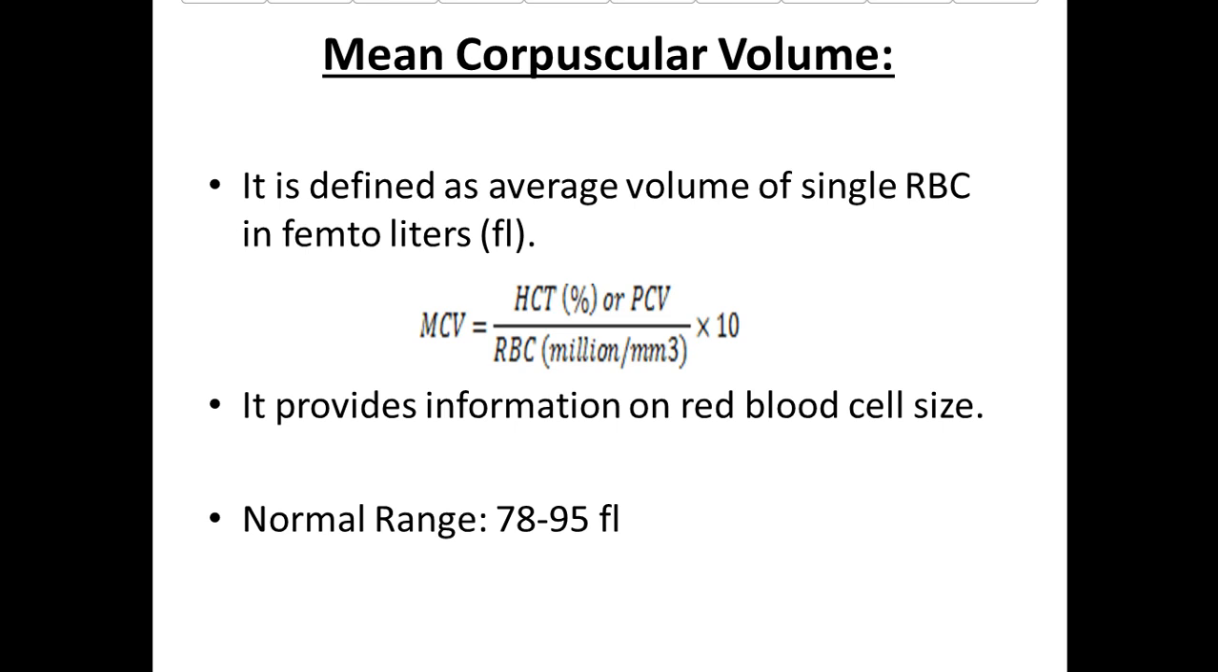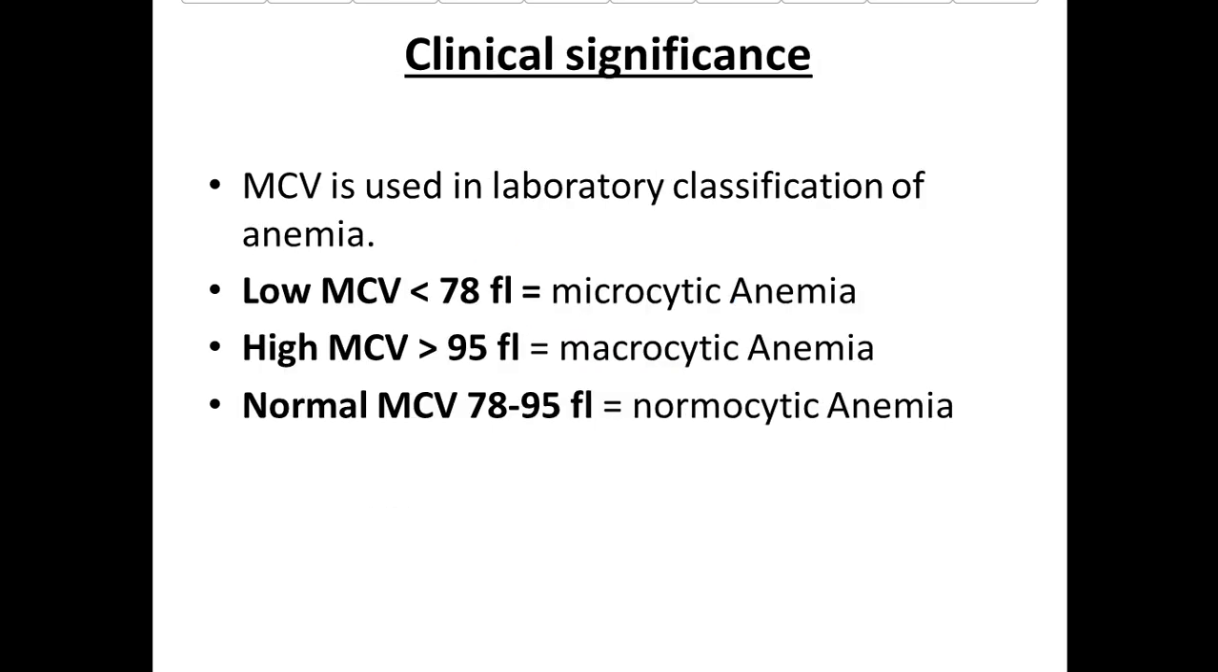Mean corpuscular volume, it is defined as average volume of single red blood cell in femtoliters. Mean corpuscular volume is equal to hematocrit or packed cell volume divided by red blood cell count in millions per cubic millimeter multiplied by 10. So it provides information on red blood cell size. Normal range is 78 to 95 femtoliters.